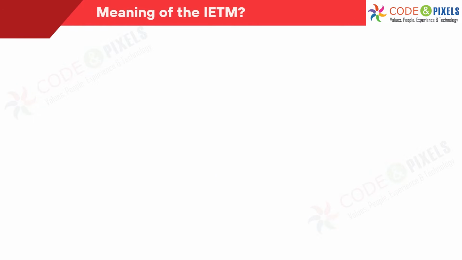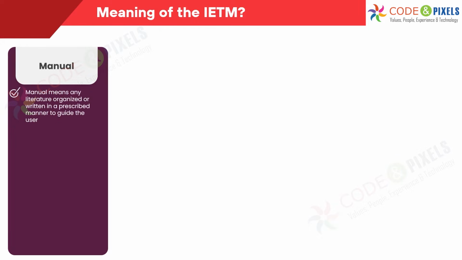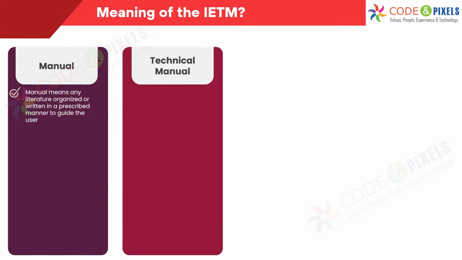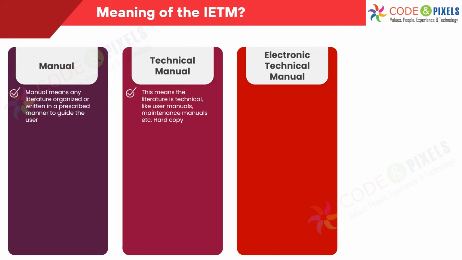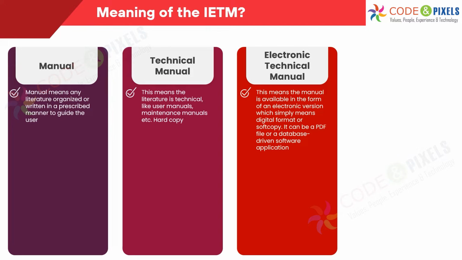Let's understand the meaning of the IETM first. Manual. Manual means any literature organized or written in a prescribed manner to guide the user. Technical manual. This means the literature is technical, like user manuals, maintenance manuals, etc. Hard copy. Electronic technical manual. This means the manual is available in the form of an electronic version, which simply means digital format or soft copy. It can be a PDF file or a database-driven software application.